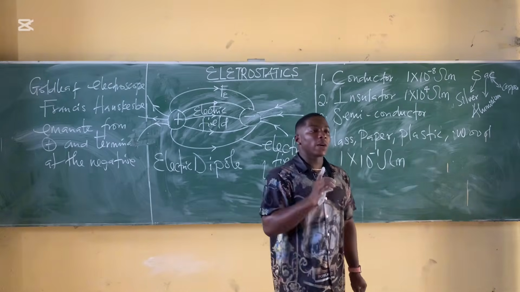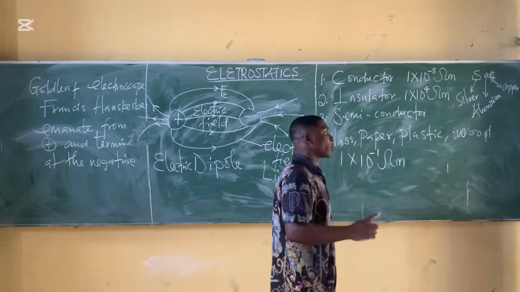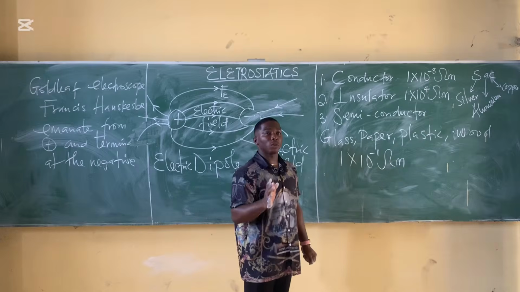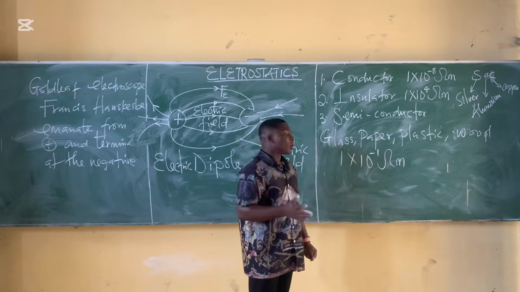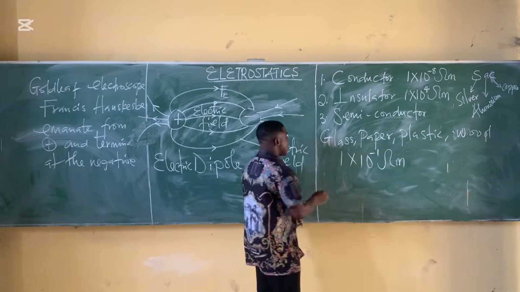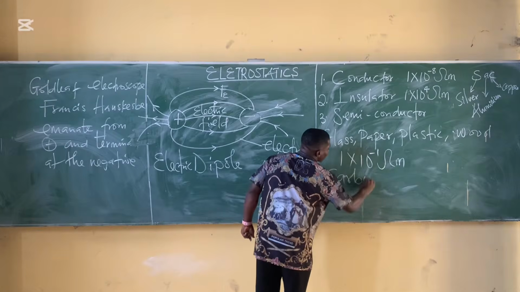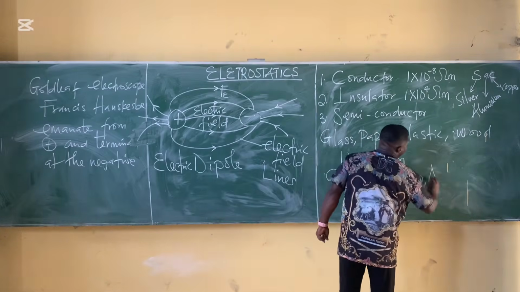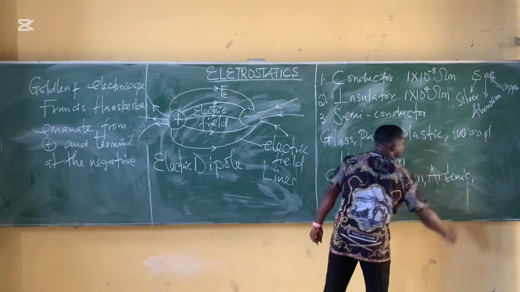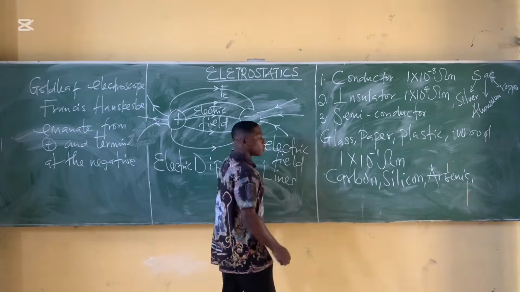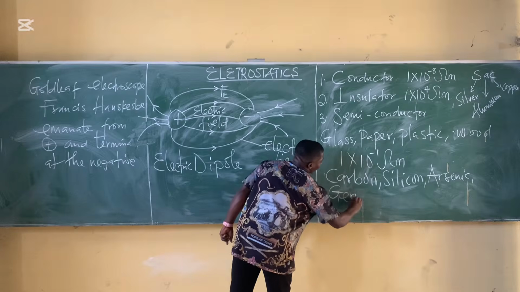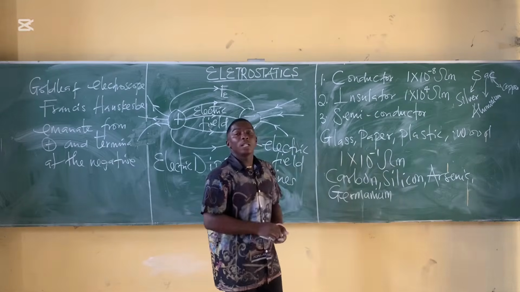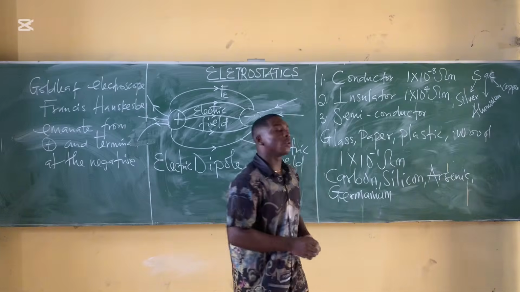If you're defining a conductor, insulator, or semiconductor, and you do not have their resistivity, your definition is not complete. Examples of semiconductors are carbon, silicon, arsenic, germanium, etc. Group 14 elements are all semiconductors.